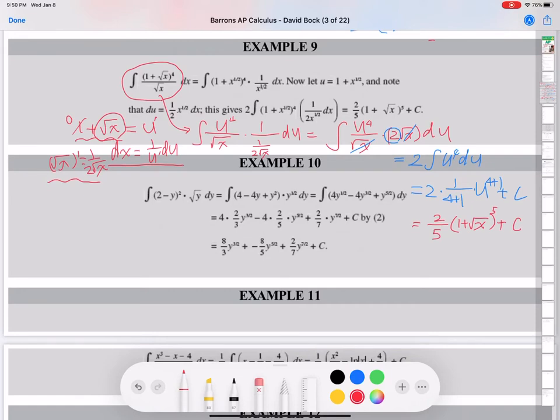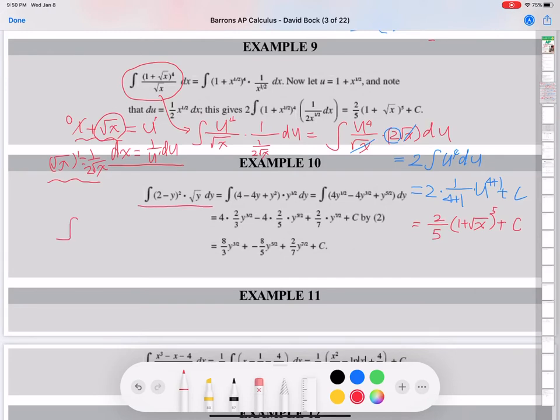Example 10. Which part do you think is going to be the u part? In this case, not really. You don't have to use U-substitution. Example 10 is not a U-substitution problem. Just expand all this and then just use the power rule.